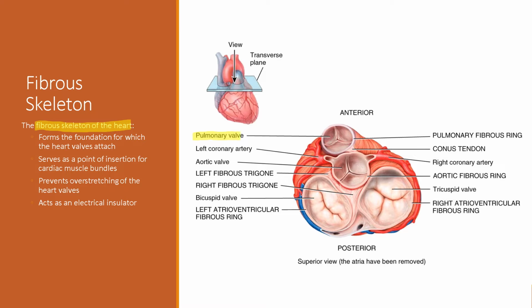So here we have the pulmonary valve, and then we have the pulmonary fibrous ring. This is part of the fibrous skeleton of the heart. We have the aortic valve and the aortic fibrous ring around it. There's also the bicuspid valve, and then the ring around the bicuspid valve. Remember, that's also known as the left atrioventricular valve. So this is the left atrioventricular fibrous ring. And then same over here: tricuspid valve and the right atrioventricular fibrous ring.